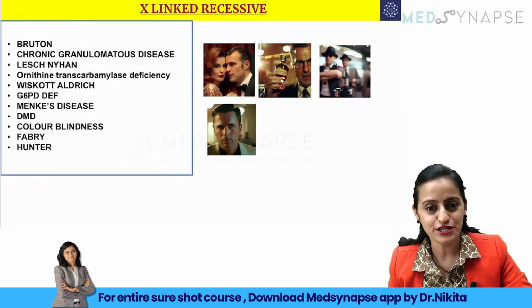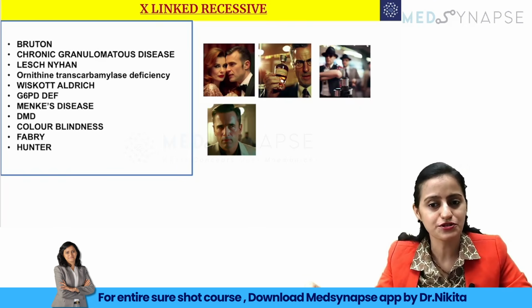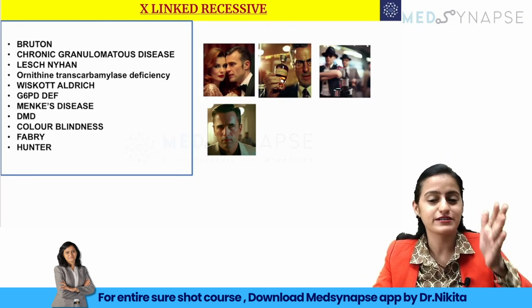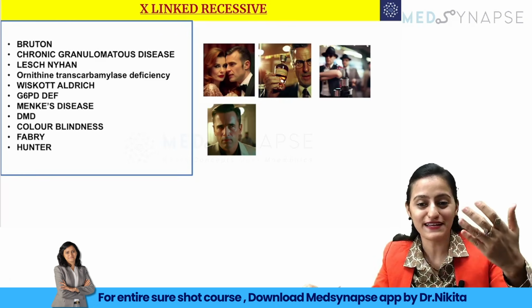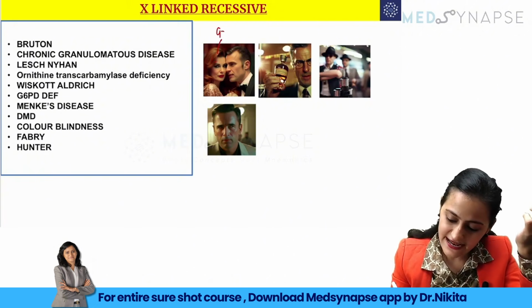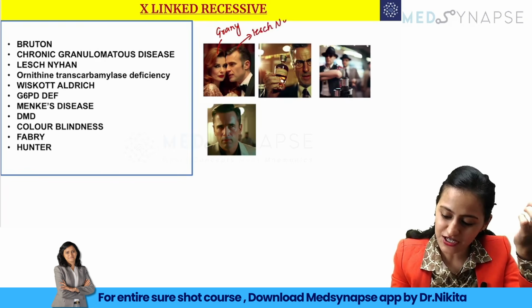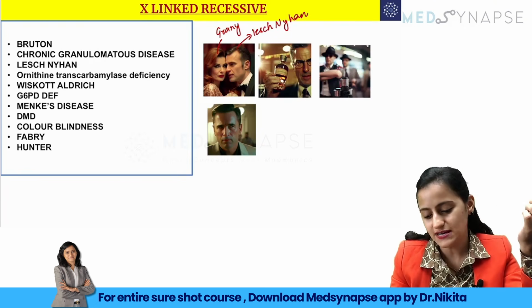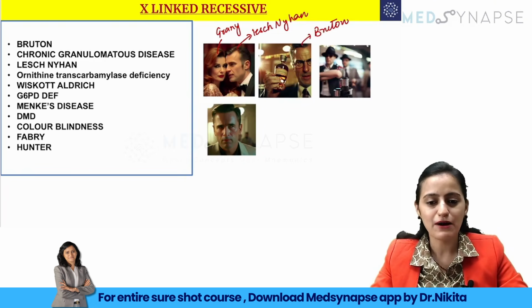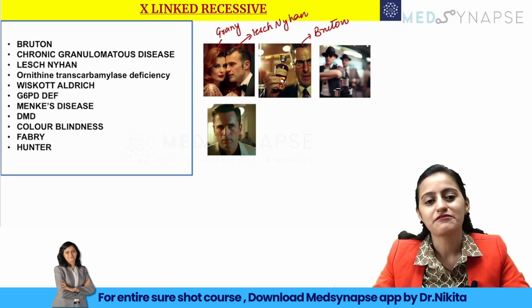Now going to the story of X-linked recessive disorders. So this is another story of X-linked recessive. Now this is the story of a husband and a wife, and the wife having an extramarital affair. So this is Granny. Her name is Granny, having an extramarital with Leshnehan, right? And who's the husband of Granny? Bruton. Okay. So Bruton gets to know about the extramarital of her wife Granny, and he becomes very angry.